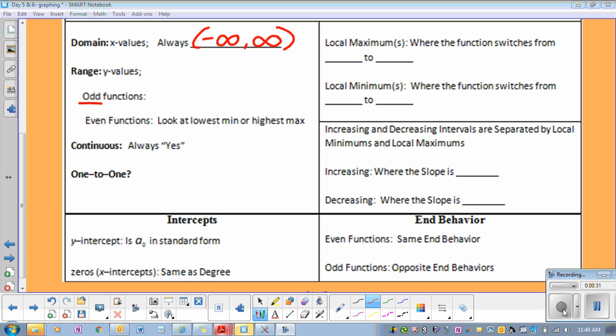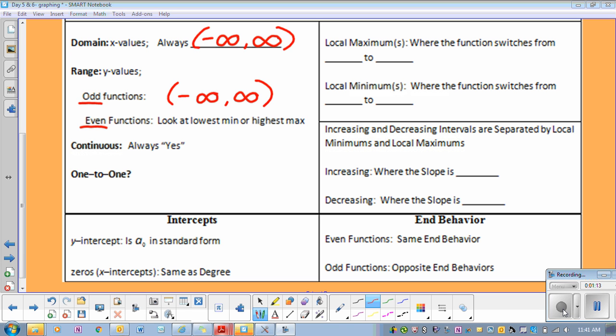If it's an odd function, and by that I mean x to the third, x to the fifth, or just x, because that's x to the first power, odd functions, the range is always all real numbers, because you have an arrow going down and up, or up and down. For your even functions, so x squared, x to the fourth, x to the sixth, and so on, look at your lowest min or your highest max, because that's where it will start or stop. All right, continuous, as always, yes.